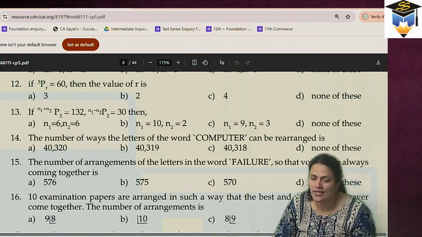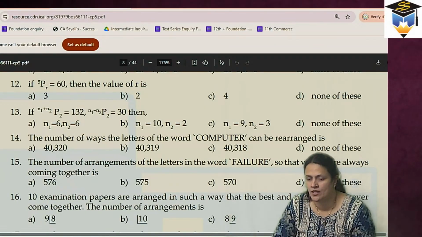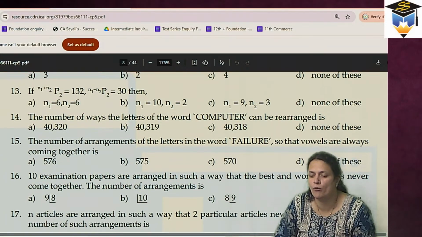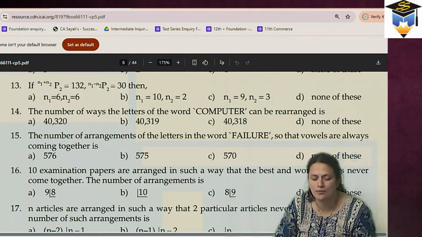Now the 13th one is solved the same as question number 11. Question number 13 is for homework. Do it at home. Same as question number 11.